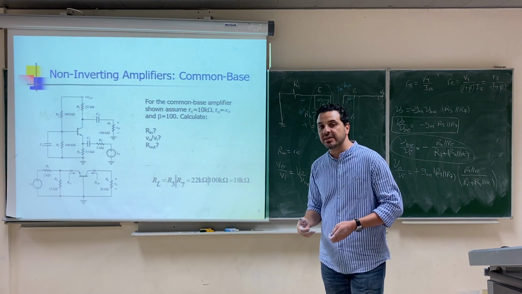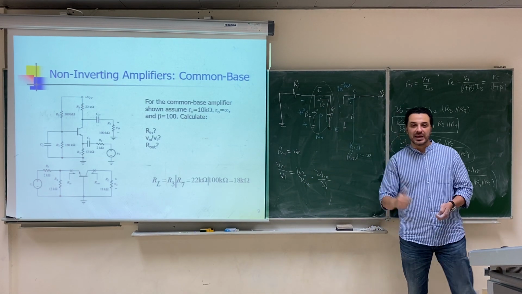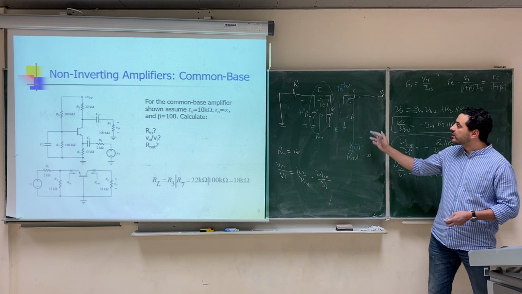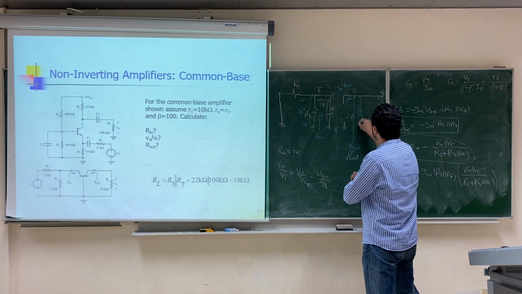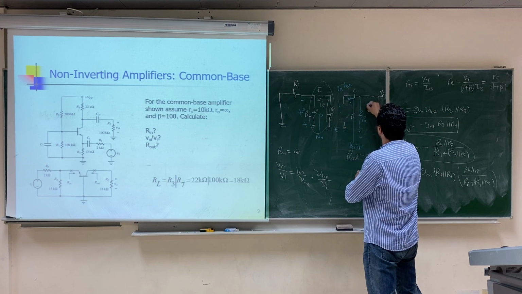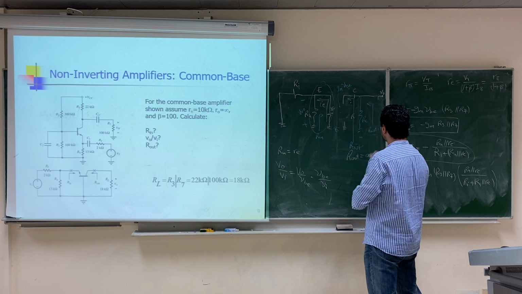So the output resistance here is high. The output resistance is very high, which is again a disadvantage. It's a disadvantage, the output resistance looking directly at the collector. Of course, if you look before RC, the output resistance before RC will be RC.